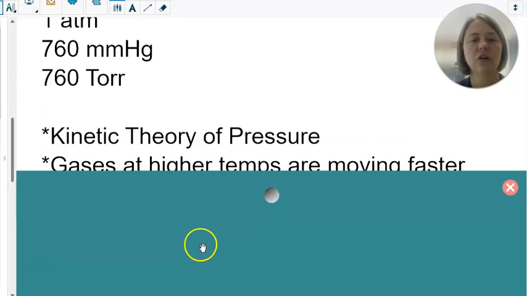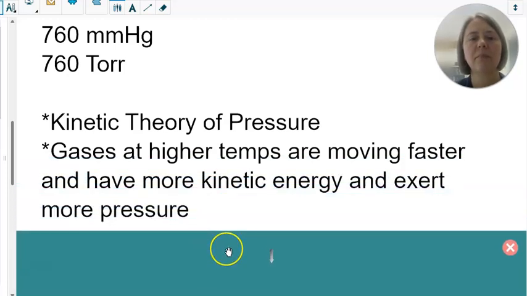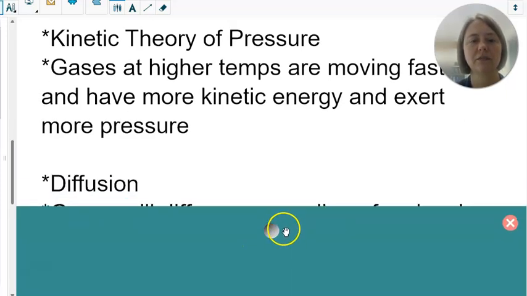Okay, what else should you know? Let's apply that kinetic theory of motion to pressure. Gases at higher temperature are moving faster and have more kinetic energy and exert more pressure. If the temperatures are higher, you have more kinetic energy, and then the particles are moving faster, so they're going to hit the walls of the container more frequently and with more force, and therefore you have more pressure. So that makes a lot of sense.